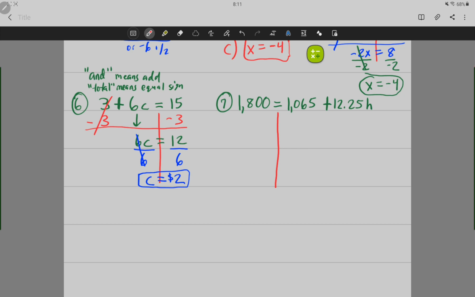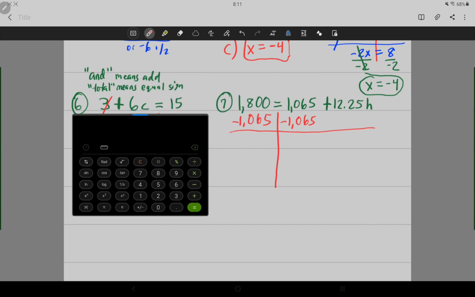Okay, now we have the variable, but there's another term next to it, $1,065. Now that's positive, so we want to subtract, since that's the inverse operation. And whatever we do to one side, we must do the same to the other side. Okay, left side, $1,800 minus 1065 should be 735.